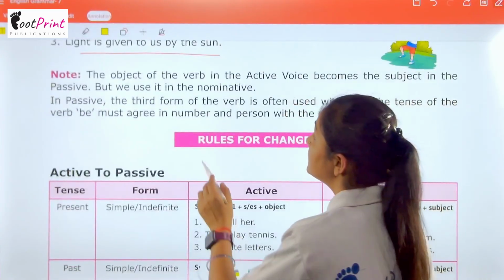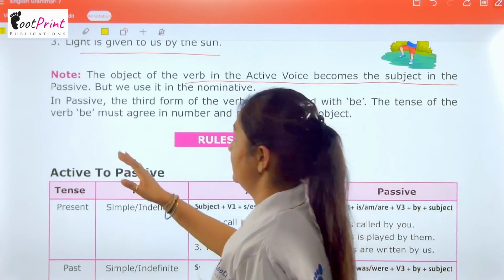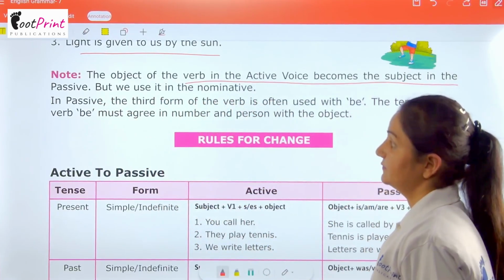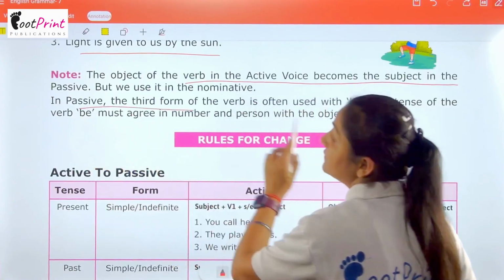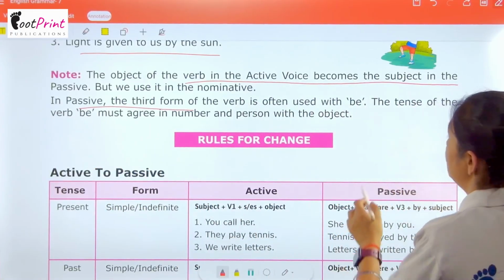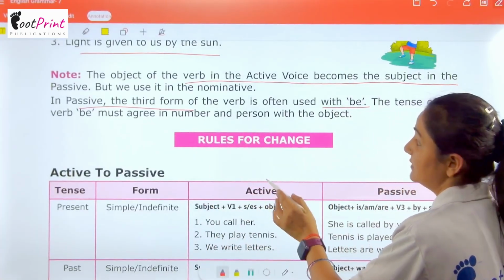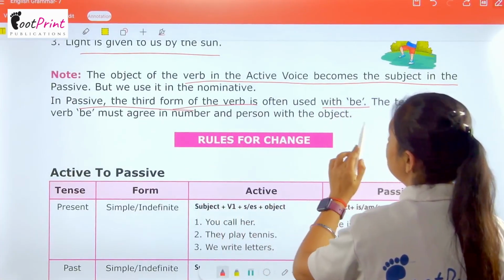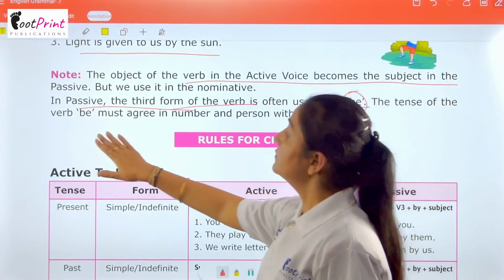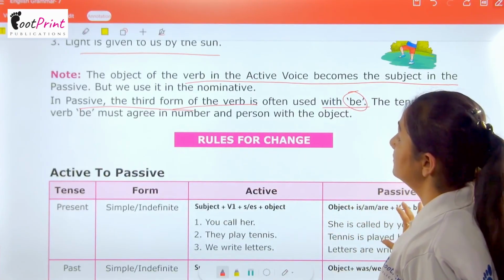Note, the object of the verb in the active voice becomes the subject in the passive voice, but we use it in the nominative. In passive, the third form of the verb is often used with be. When we transfer the active voice into passive voice, the third form of the verb will be used with a be. The tense of the verb be must agree in number and person with the object.